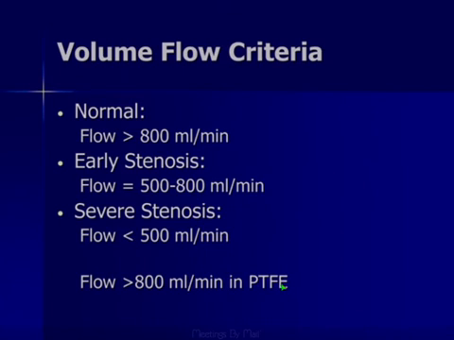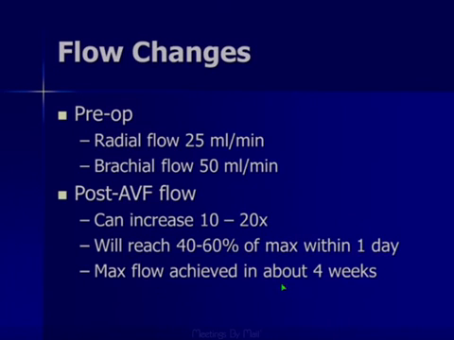Well, we talked about criteria for velocities, but what about volume flow? I said we need to measure it. We should do it at least at one level. Generally speaking, below 500 is bad. Above 800 is great. Somewhere in the middle is something to watch out for. In synthetic grafts, PTFE grafts, we want very high flow rates, again, to keep it above that thrombogenic threshold. We look for at least 800 in those.